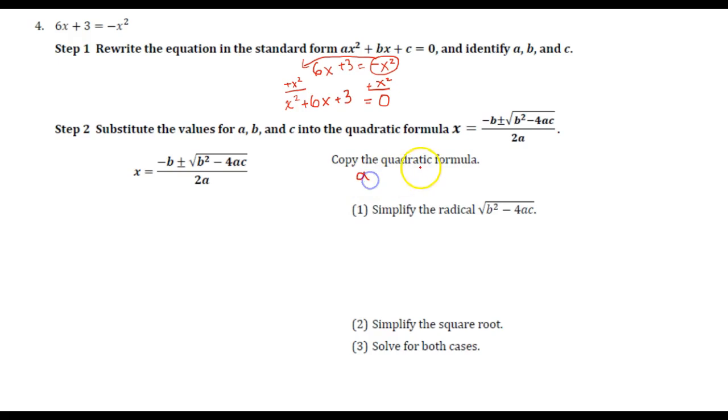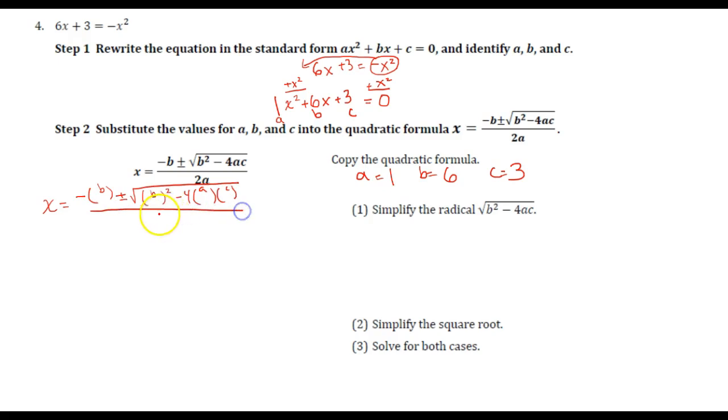So let's identify our a, b, and c value. As you can see here, a is going to be 1, b is going to be 6, and c is going to be 3. The next thing we're going to do is write in our quadratic formula. That would be negative b plus or minus the square root of b squared minus 4ac over 2a. So let's put our numbers in their place.